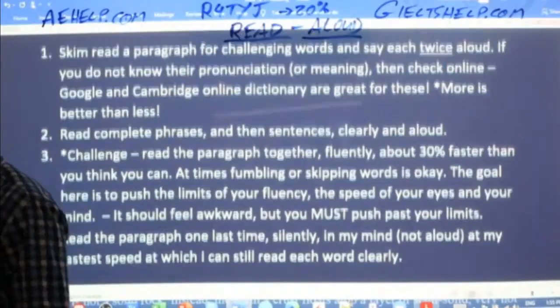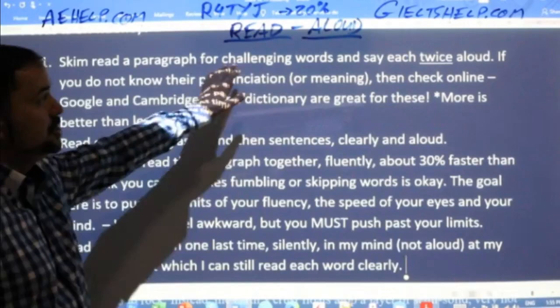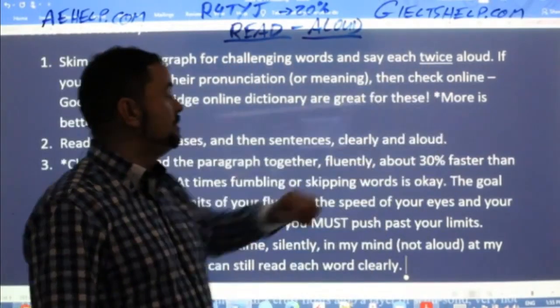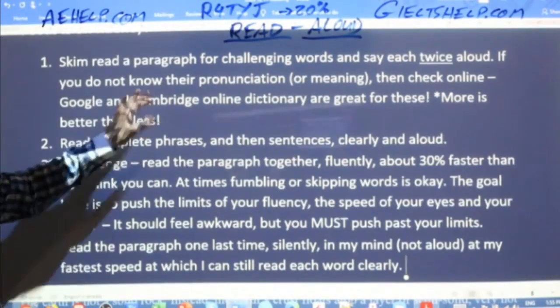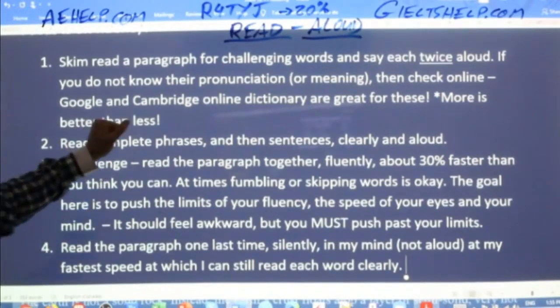So let's kind of revisit these, okay? So step number one, skim read the paragraph for challenging words. Read each one of them twice aloud. If you don't know their pronunciation, check it online. Underlining more words is better than less.